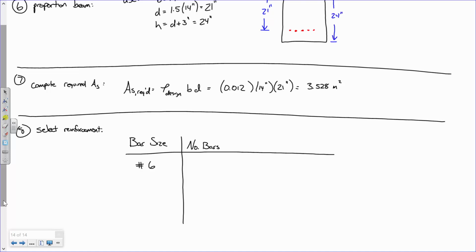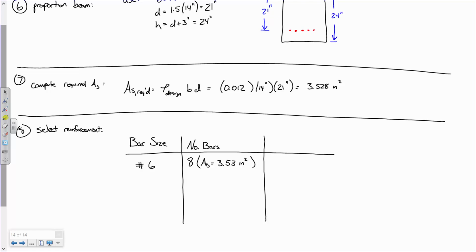So 8 bars. Now let me show you what I'm writing here. I'm writing 8 bars, and we selected that because that's an area of steel of 3.53 square inches. Sound good?